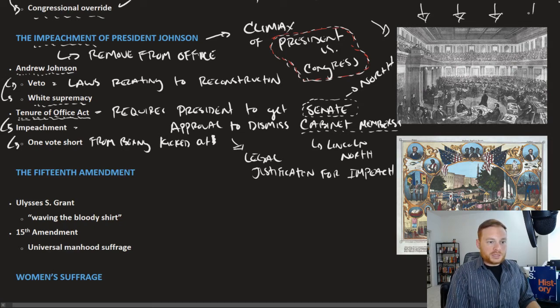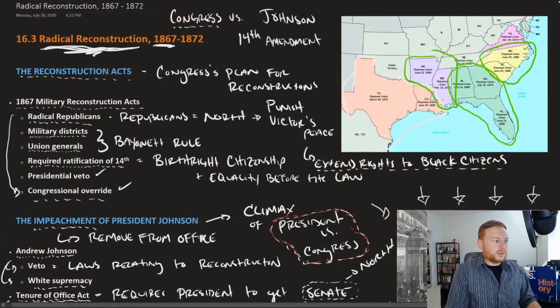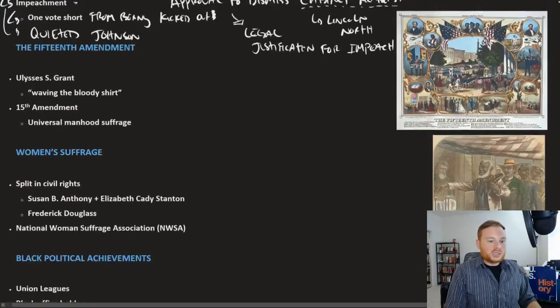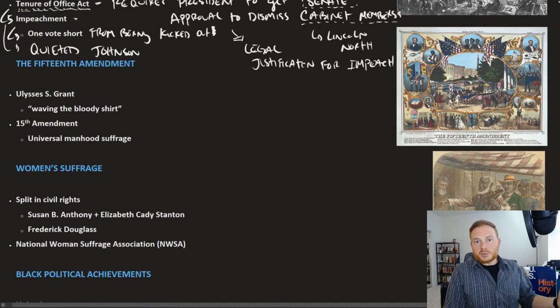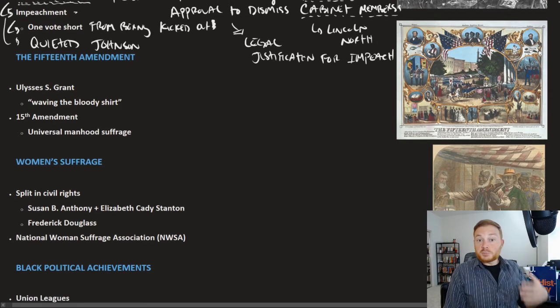When that vote was held, there were a couple of Republicans who essentially saved Johnson from being kicked out of office. But this really had the effect of making sure that Johnson remained quiet. And so the radical Republicans really had the power to dictate what Reconstruction would look like. And once Congress got their plan of Reconstruction into action, once Johnson was almost removed from office, you had a very profound and radical transformation take place in the southern United States following this.